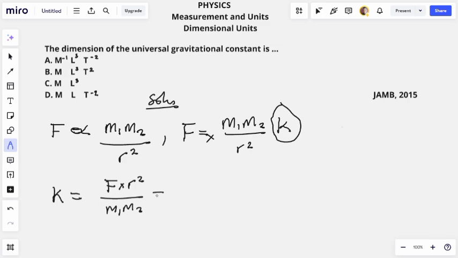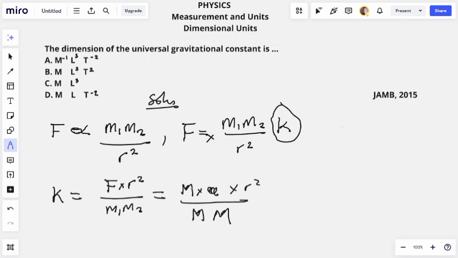So let's start with the dimensional unit for force. Force is a derived quantity, so first I'm going to split that of force. Force means mass m times what? Acceleration a. Okay, then times r squared. The dimensional unit for mass is M. Another mass is another M.